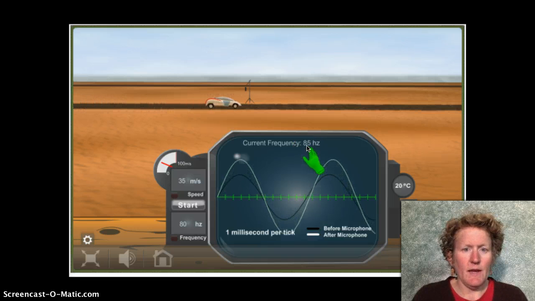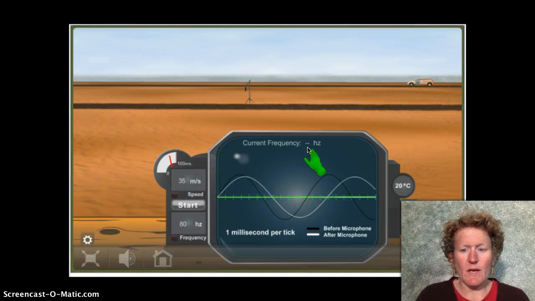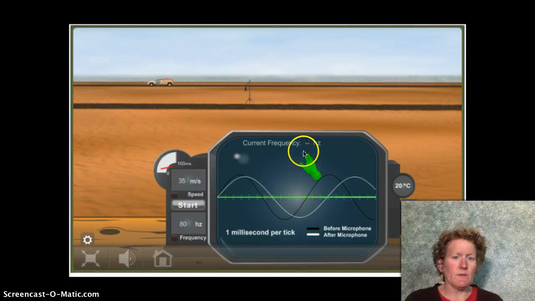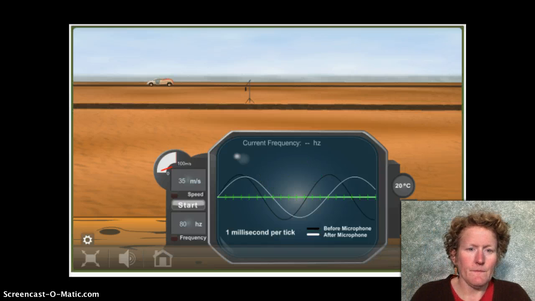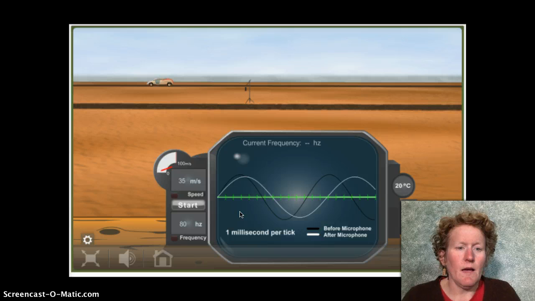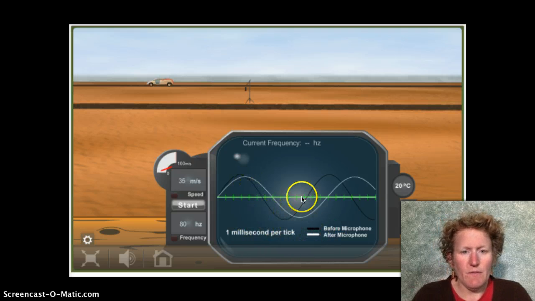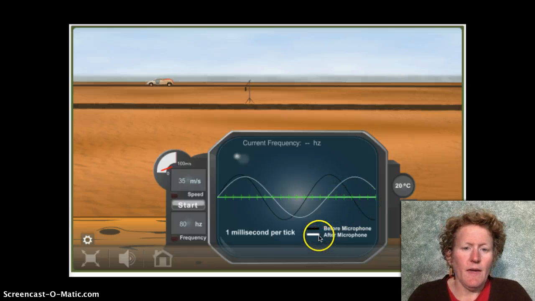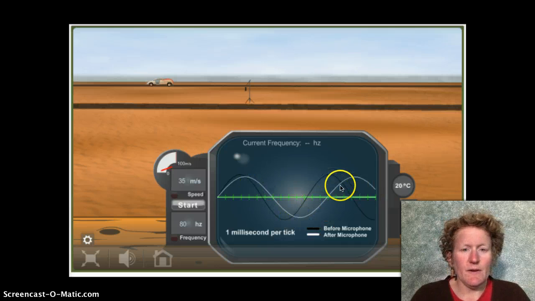You can see it's 88, then it goes down as the car goes by. It goes up as the car comes towards us, and it goes down as the car goes by. So let's just take a second looking at this. The black line here is before the microphone, and the white line here is after the microphone. So you can see that there are different wavelengths here.